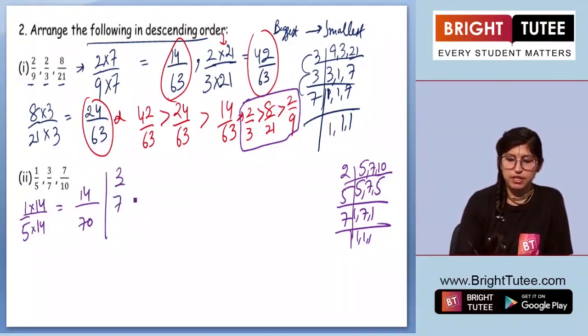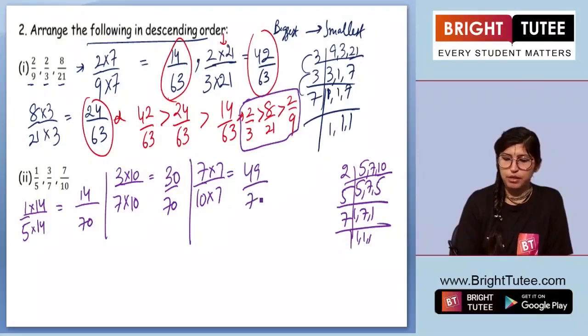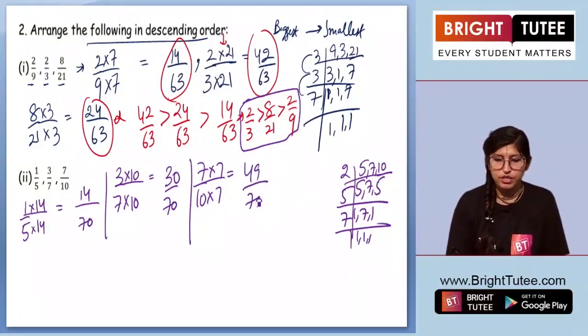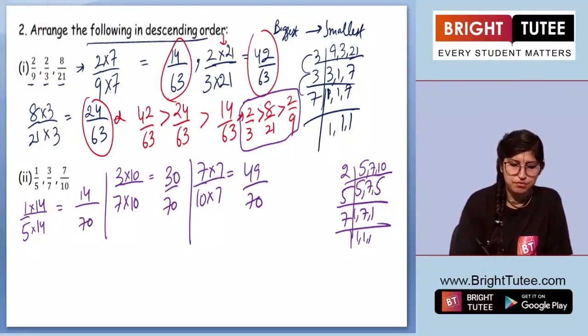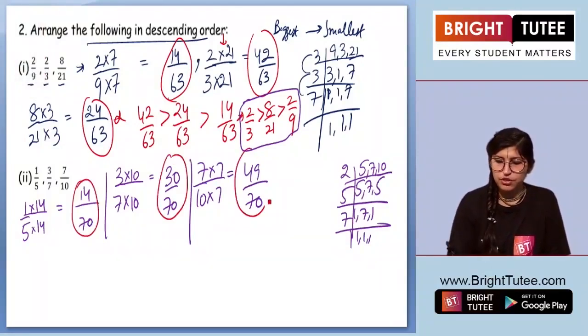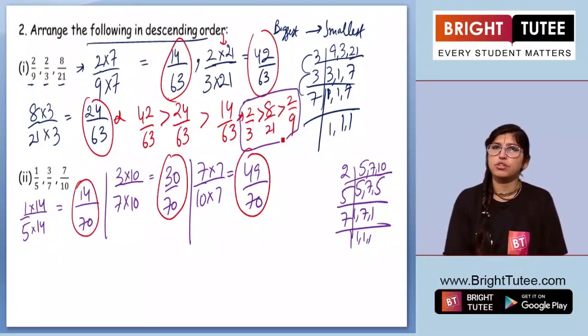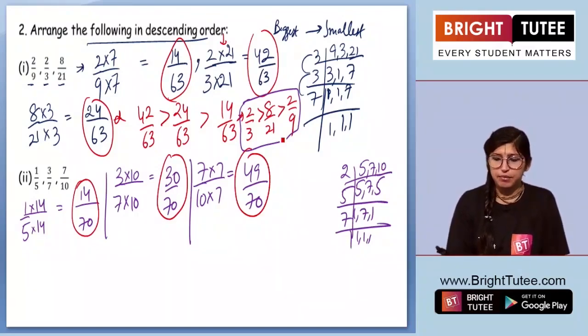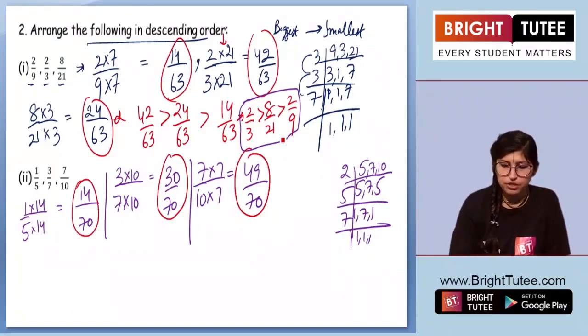Second one is 3 by 7. For making it 70, we need to multiply it by 10. So we'll be getting 30 by 70. 7 by 10 multiplied by 7, we'll be getting 49 by 70. Now out of these three, which is the greatest one? We'll just take the numerator now because the denominator we made is the same. So we'll start with 49 upon 70. So 49 upon 70 is greater than 30 upon 70 is greater than 14 upon 70.